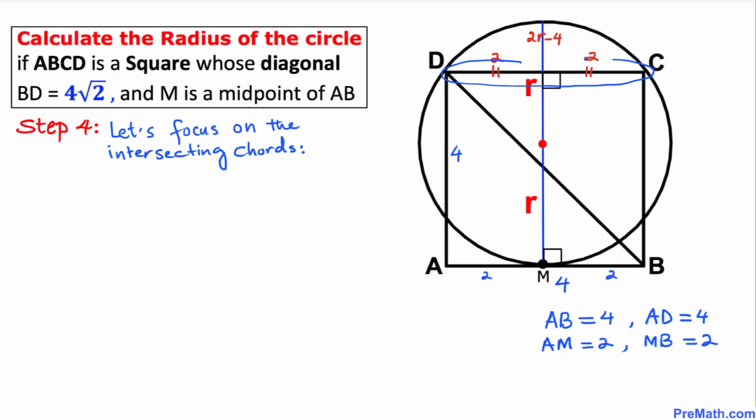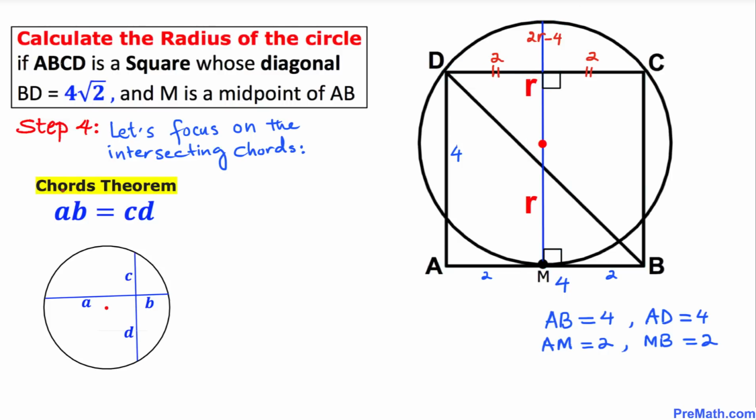Now let's focus on these two intersecting chords. One is DC and the other one is the diameter. They are intersecting each other. Therefore, according to the intersecting chords theorem, A times B equals C times D, where A is this part of this chord and B is this other part of the same chord, and this is C and this is D. If we apply the same theorem in our case, then this side is going to be A, which is 2. This side is going to be B, which is 2 as well. This side is going to be C, that means 2r minus 4. And finally, this side is going to be D, which we know is 4.